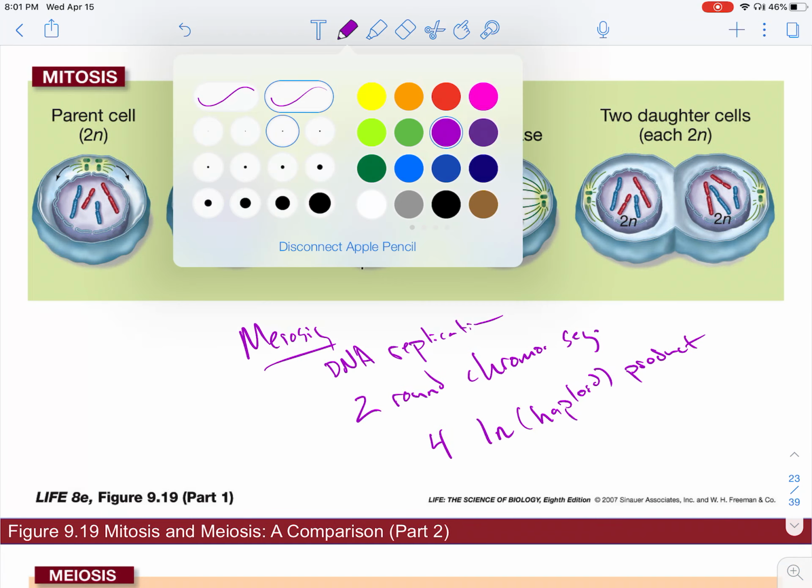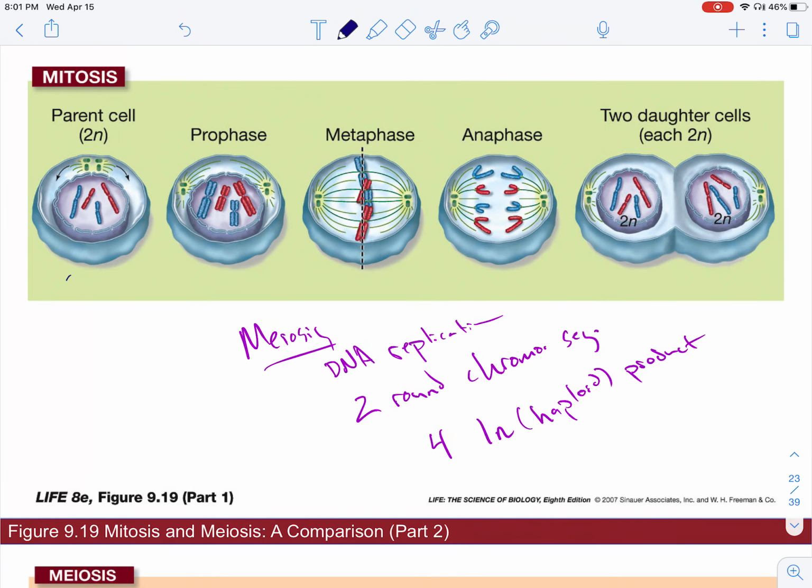Now, let me change colors. Let's see what's happening in mitosis. In mitosis, you start with a diploid. You have a round of DNA replication, so you have a 4N DNA content. And then you have alignment of chromosomes along a metaphase plate. In anaphase, you have segregation of the sister chromatids, which are identical copies of each other. And then you're left with 2N products, right?